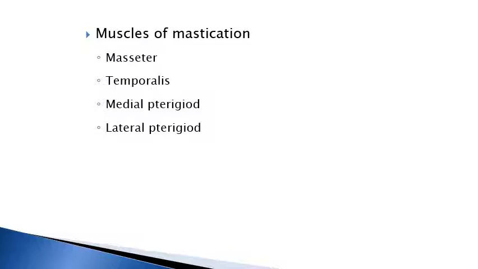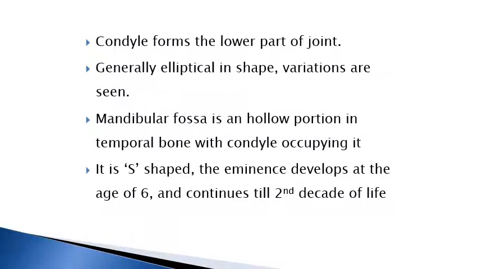The primary function is the closure of the joint, that is the elevation of your mandible, and the lateral pterygoid is the only muscle which is responsible for the opening of your mandible. So understand this. You have three muscles: the masseter, temporalis, and medial pterygoid, which close your jaw, and the only muscle, the lateral pterygoid, which is responsible for opening of your jaw.